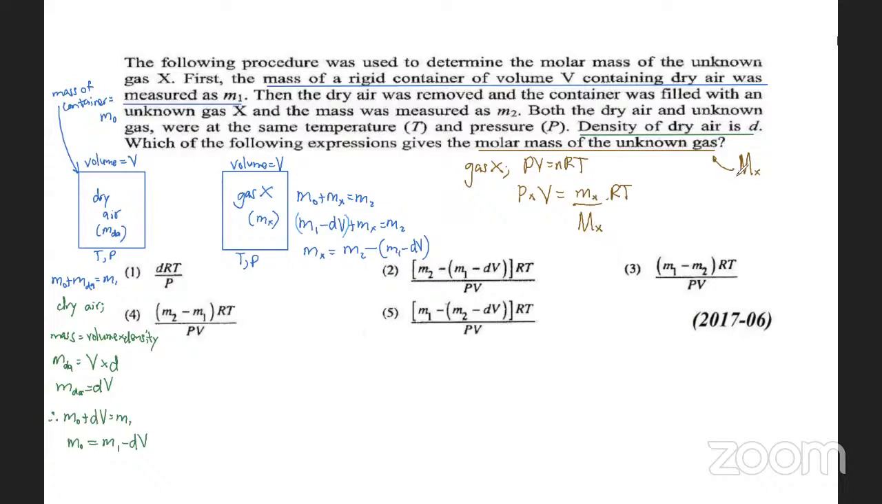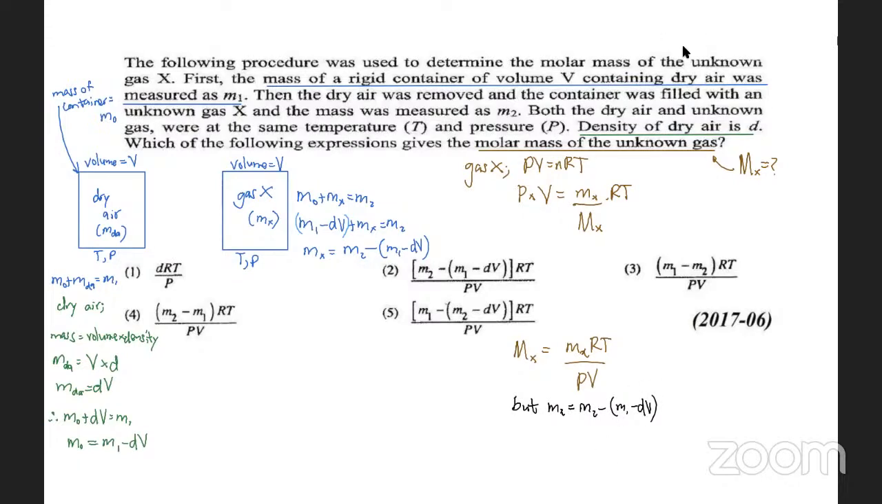In the question, we are supposed to find out capital Mx, not simple mx, capital Mx. I'll make that the subject. If I make that the subject, I will be getting capital Mx is equal to simple mx RT over PV. If you look at the answers, you have RT and PV in almost all except the first answer. But we just figured out an equation for mx a little while ago. Mx is equal to this value, m2 minus m1 minus dv.